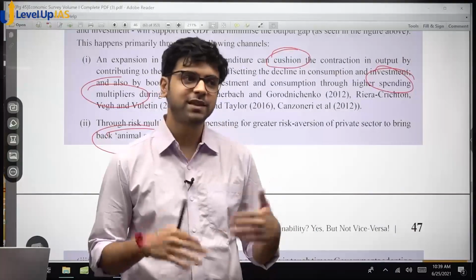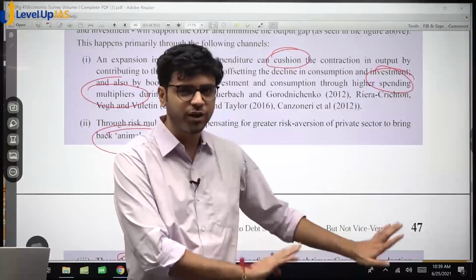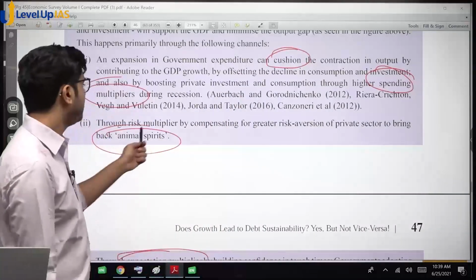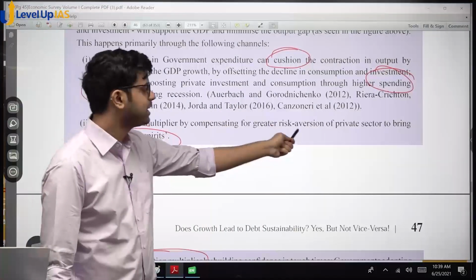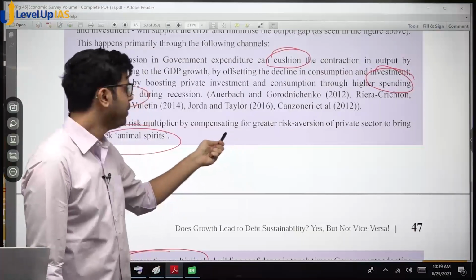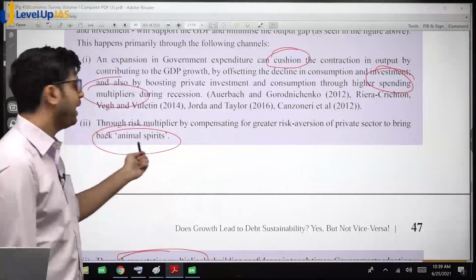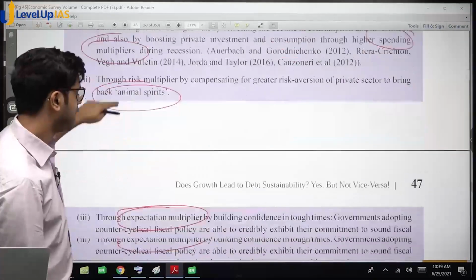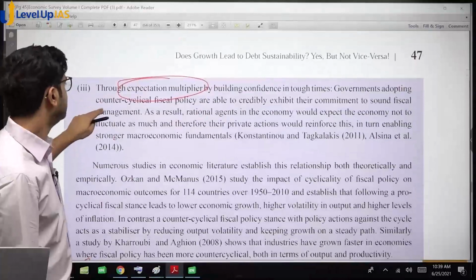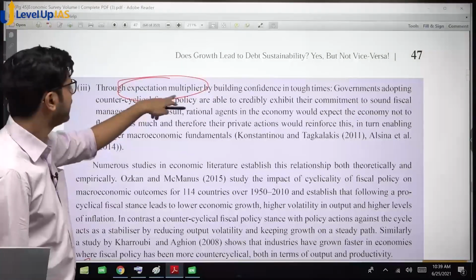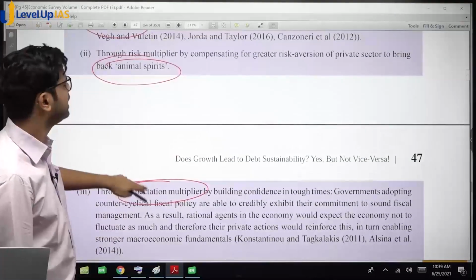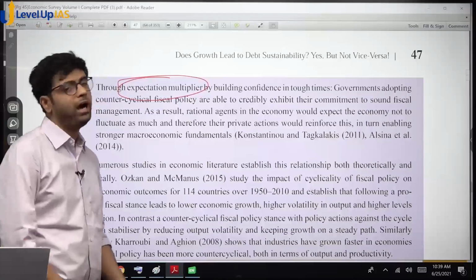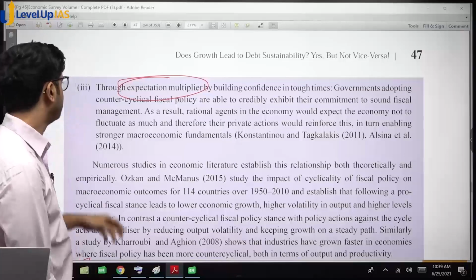So government wants to awaken the animal spirits which have slept in C and I. In C and I, animal spirits have slept because they are becoming risk averse. I don't want risk, I will play safe and all of that. So see this: risk multiplier, compensating for greater risk aversion. They have a greater risk aversion. Government wants to compensate by bringing back animal spirits. Understood? Which means they will spend more, C and I will increase more. Third. These technical terms you should not remember, expectation multiplier or risk multiplier. That is fine even if you don't remember now, because next year's survey will have something new and you will learn that next year.